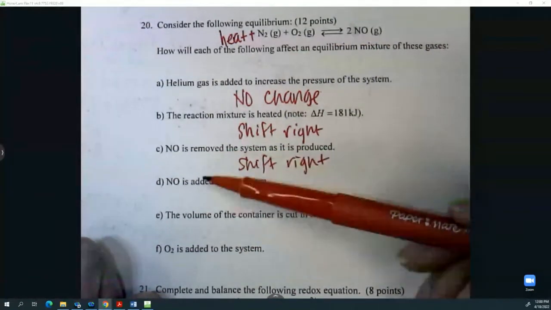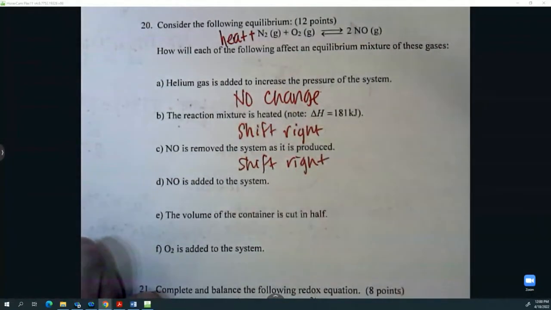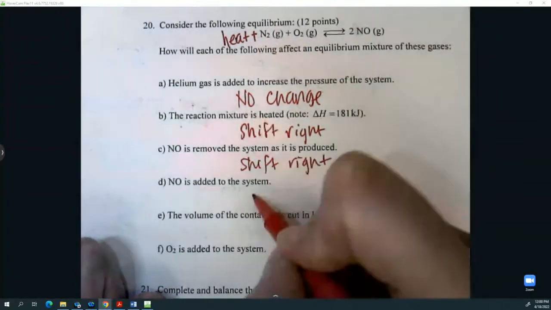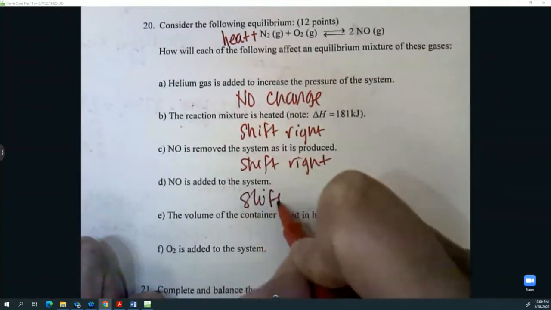Hopefully I at least know that these should be opposite, right? NO removed, NO added should have the opposite effect, and it should. If I have too much product, I should make more reactant, shift to the left.